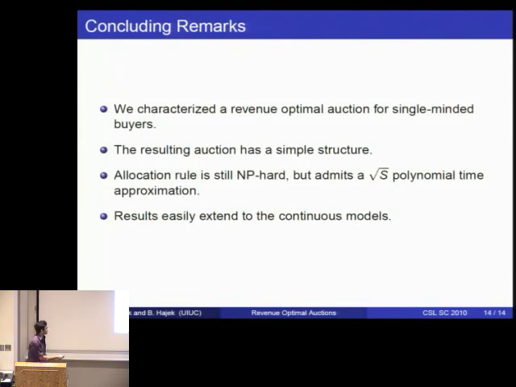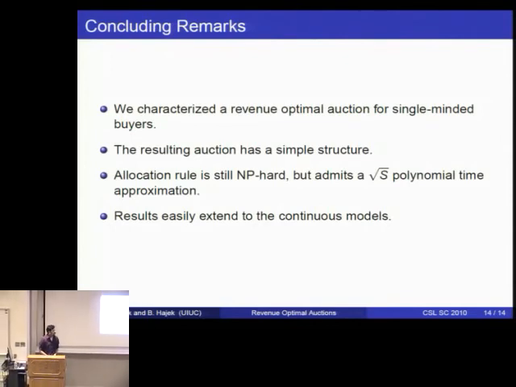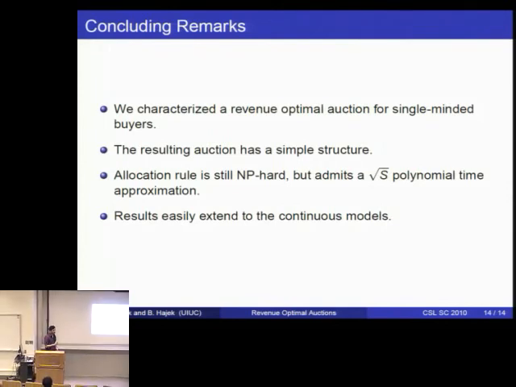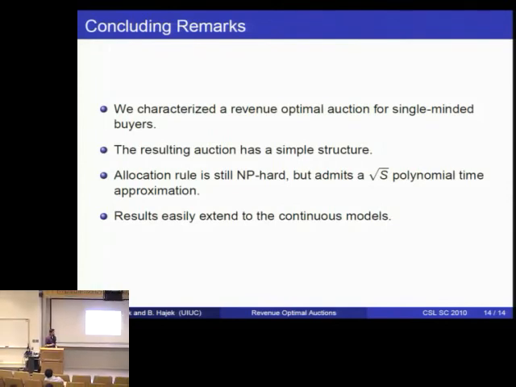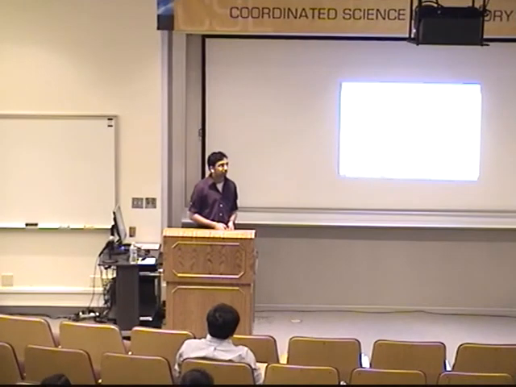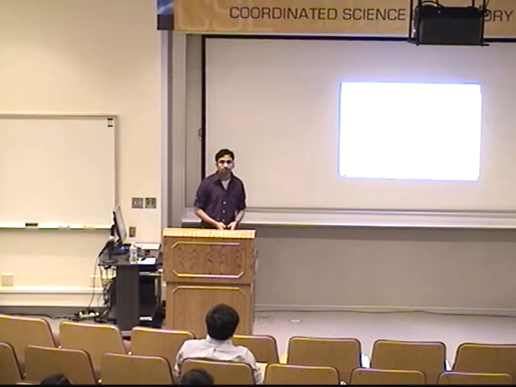Just concluding, we characterize a revenue optimal auction for single-minded buyers, and the resulting auction has a very simple structure. One issue here is that finding a maximum weight independent set is still NP-hard, but at least for single-minded buyers, it's easier than the general combinatorial auction problem. Also, there is a square root s polynomial time approximation for finding the allocation, and anything better than square root s is, again, NP-hard. And we work with a discrete model here, but all the results can easily be extended to continuous models. So, yeah.